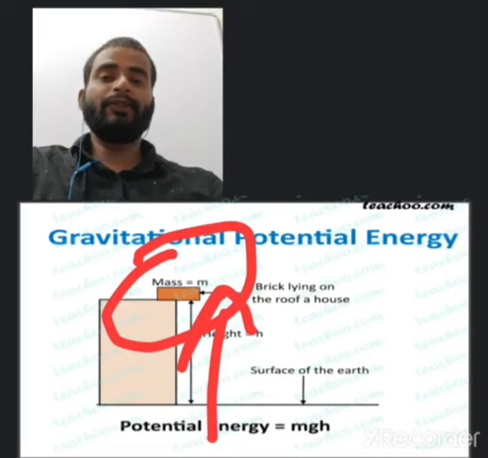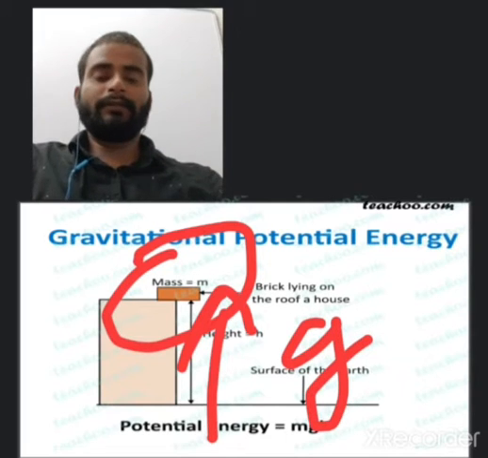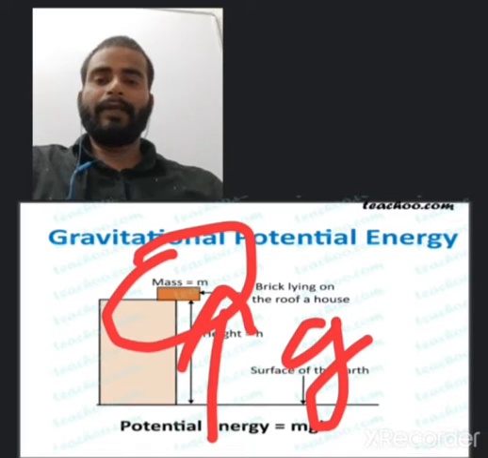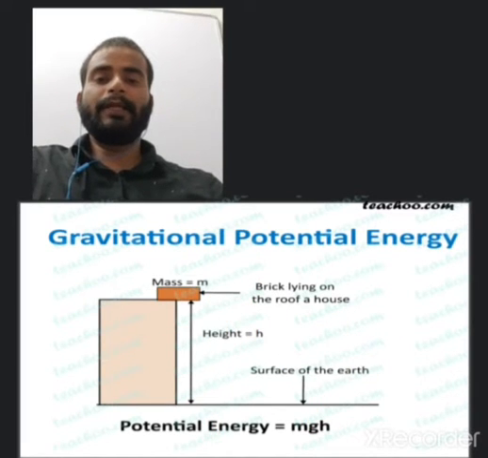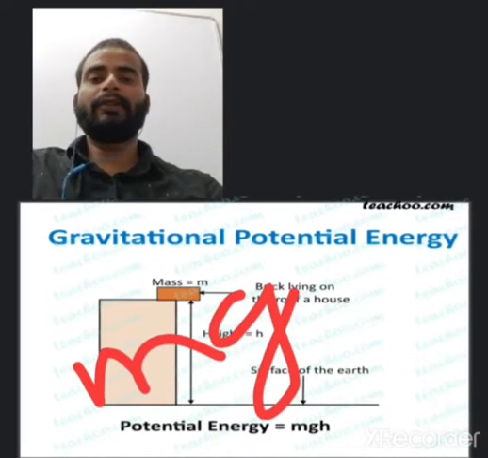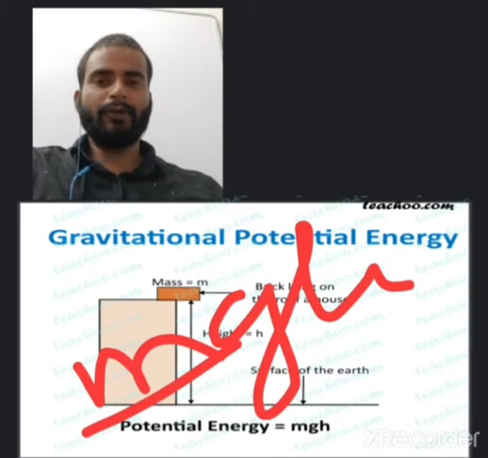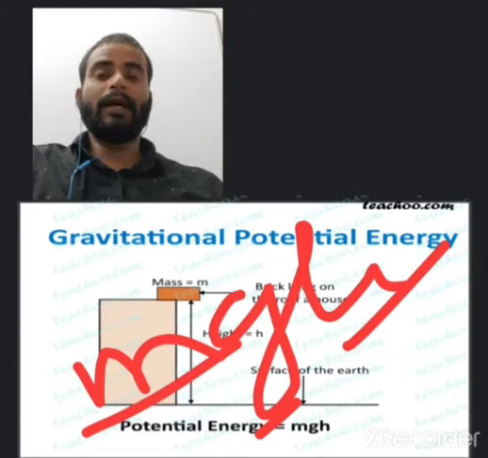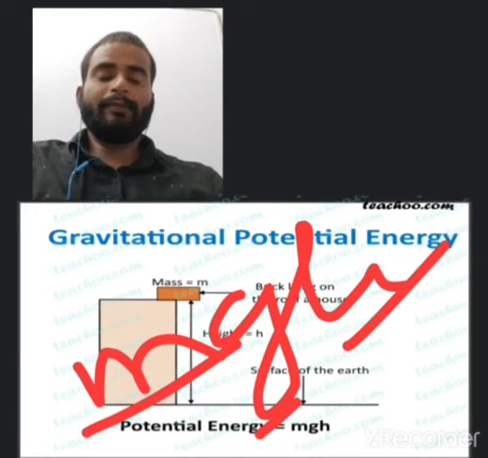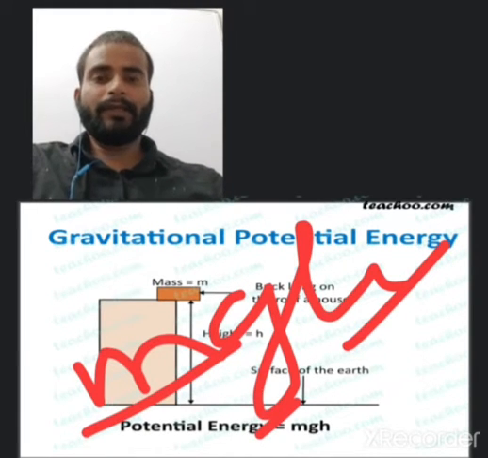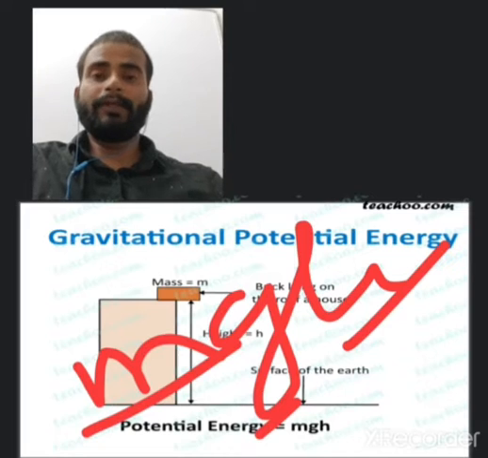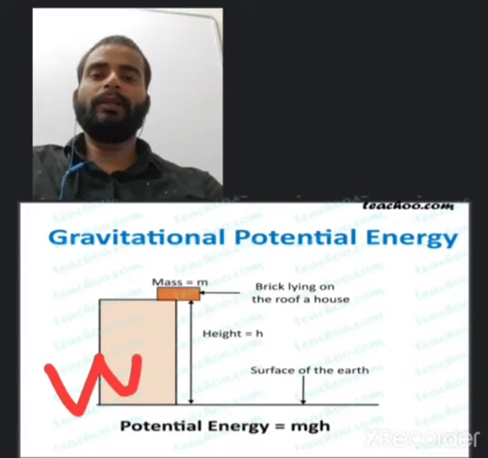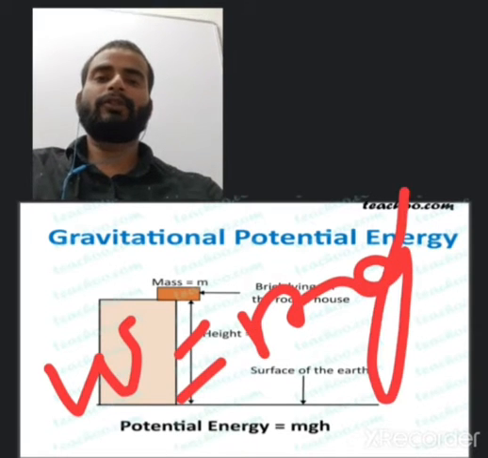is m, and g is what? Small g is gravitational acceleration, that means acceleration due to gravity. So it becomes mgh, where m is the mass of the object, g is acceleration due to gravity, and h is what? h is the height. So mgh is the potential energy, and it will also be equal to the work done. So we can write the work done, W, will be equal to mgh.